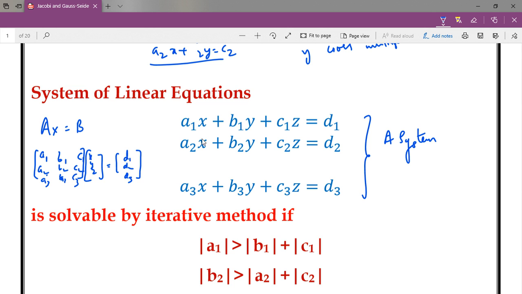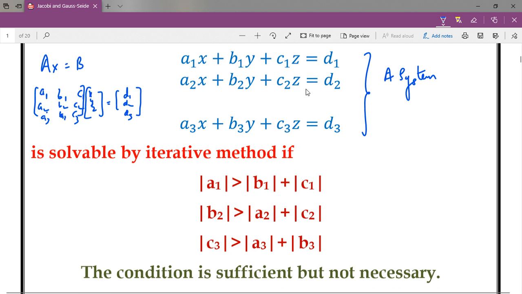So a system of linear equations is solvable by the iterative method only if this condition is satisfied. When you convert this into the matrix, the diagonal elements are a1, b2, c3, and so on. The absolute value of a1 must be greater than b1 plus c1, that is, the other two. The absolute value of b2 must be greater than a2 and c2. The absolute value of c3 must be greater than a3 and b3. Then only this is satisfied.